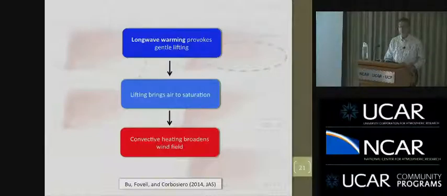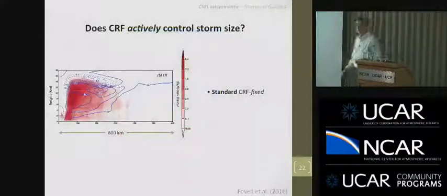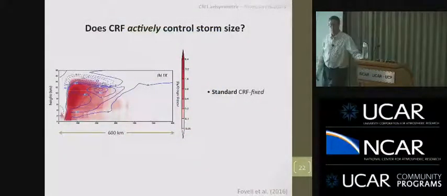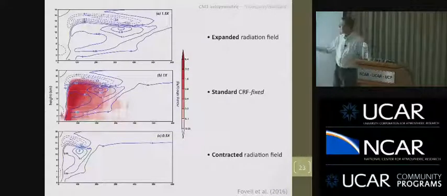Okay, so before I leave the CRF topic completely, I want to show you one more experiment which asks the question, does the cloud radiative forcing actively control the storm size? So what I'm showing you again is the same picture you saw previously, but now I'm showing you a much larger radial extent. But because we're imposing this as an external forcing, it's a simple matter to change its scale, increasing it or decreasing it by 50%.